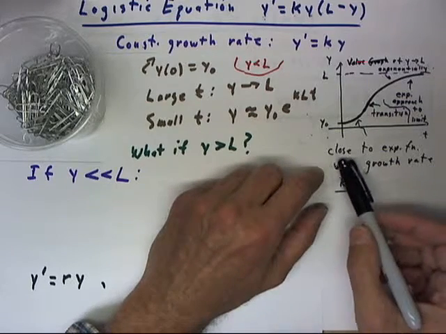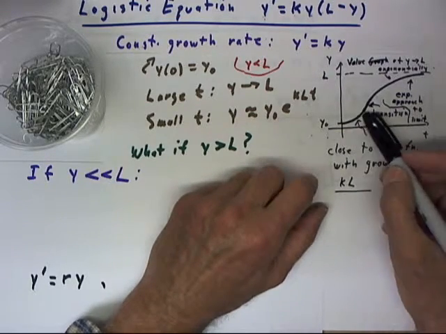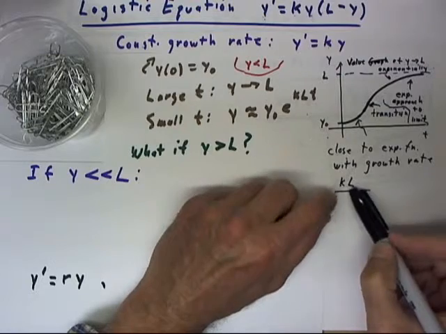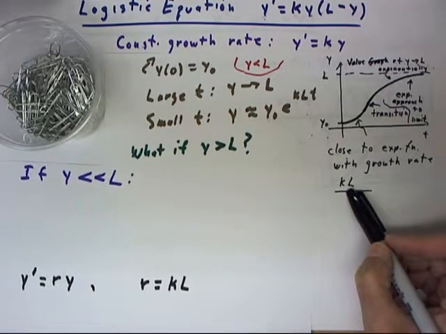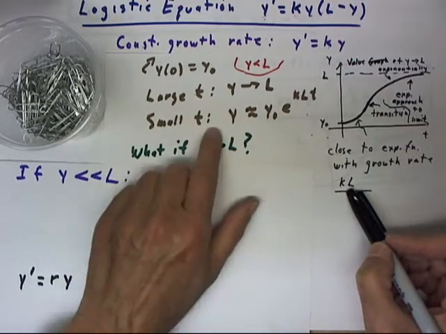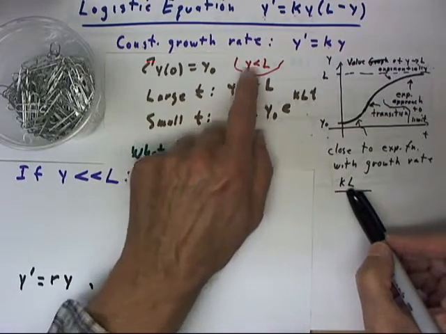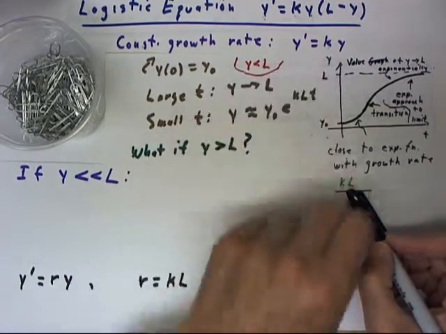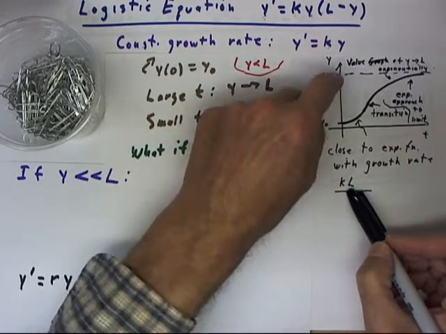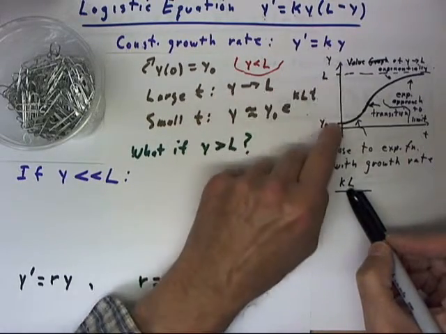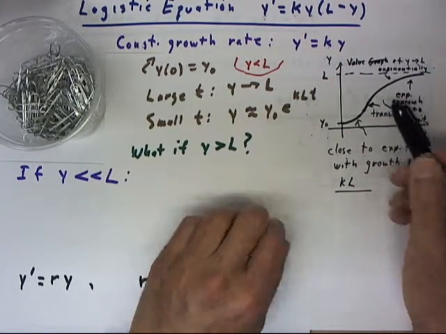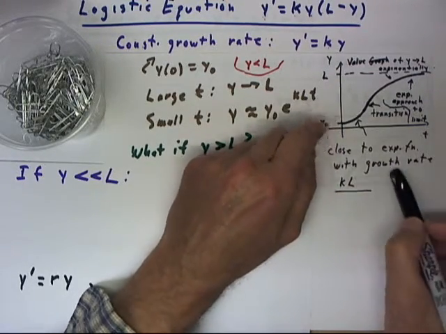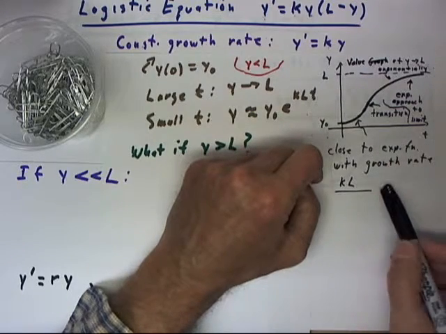The function is close to an exponential function with growth rate kL, provided that t is small. And that makes y significantly less than L. So that if y naught is a lot less than L, y remains a lot less than L for a ways, and that gives us something very close to an exponential solution.